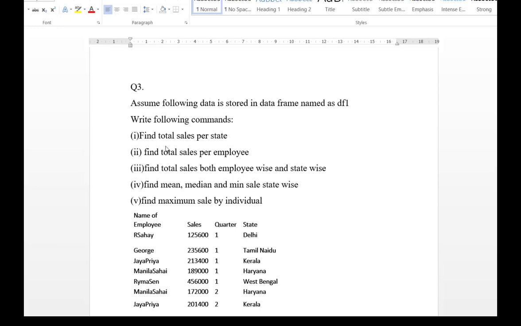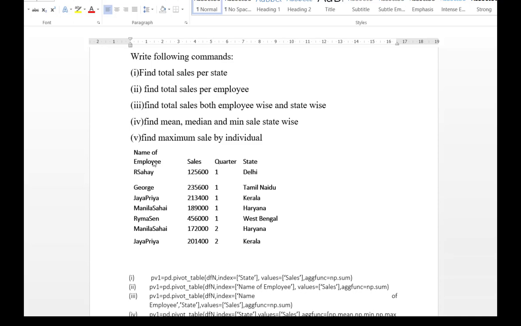Which commands? Find total sales per state, find total sales per employee, find total sales both employee wise and state wise, and next find mean, median and minimum sales state wise, and last find maximum sales by individual employee. Clear? And this is the data frame.